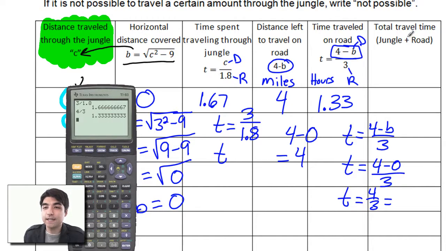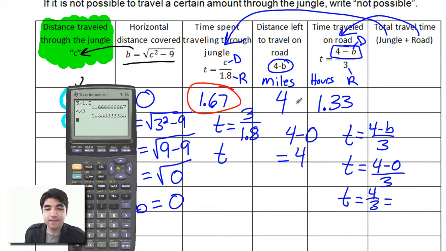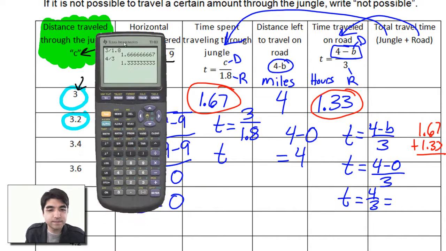Okay, so the total time you traveled includes the time traveling through the jungle and on the road. So the jungle is this time here, and the road is this time here. So it is this 1.67 and 1.33. We have to add those up. So 1.67 plus 1.33 equals 3. So it takes about 3 hours of traveling.